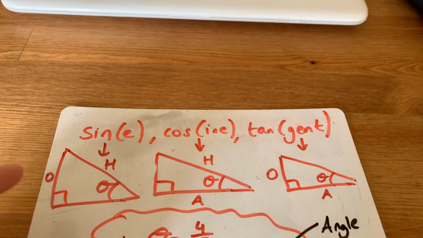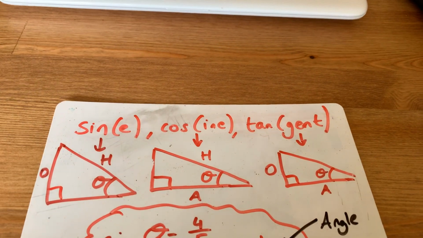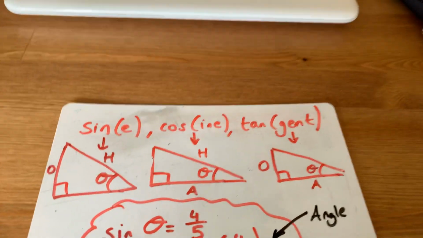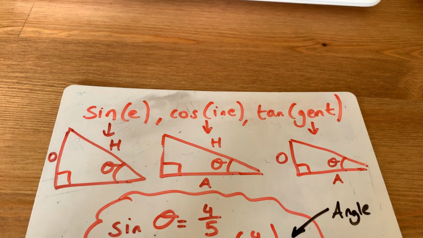Okay, so we're going to just have a little look at some stuff on my whiteboards to start off with. Initially, I just want us to consider these three triangles. Now, just quickly before we start, sin, cos and tan are actually shortenings of the words sine, cosine and tangent, but we do tend to just use those shortened versions when we discuss trigonometry.